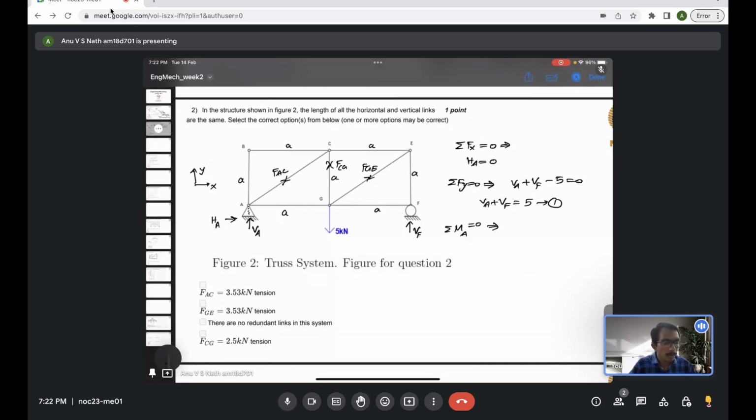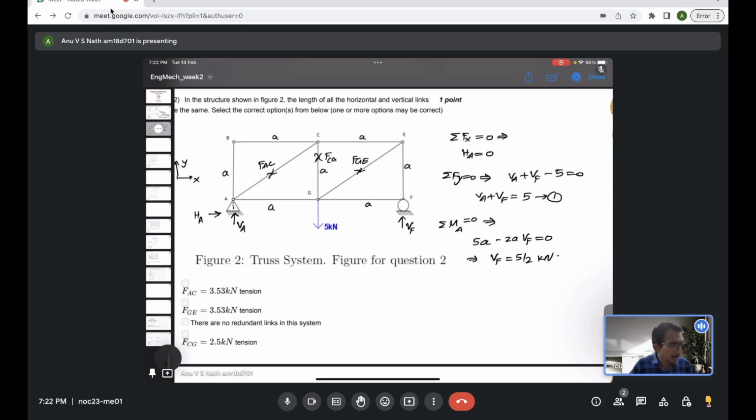Now 5 kilonewton is at a distance A and it is making a clockwise moment. So 5 into A, I am taking clockwise as positive. Vf is 2A distance from the point A. The moment arm is 2A, where A is some unknown distance, doesn't matter, which will be cancelled out. Now it's an anti-clockwise moment. So 2A times Vf is anti-clockwise, so the net moment should be 0. So Vf should be 5 by 2 kilonewton. And if you use that in equation 1, you will get Va is also equal to 5 by 2 kilonewton. So we have evaluated all the support reactions.